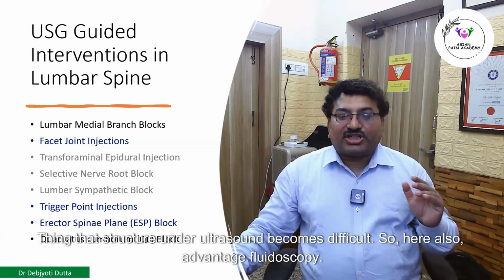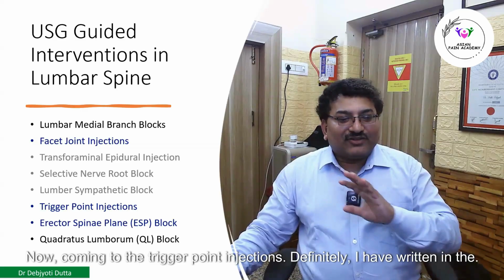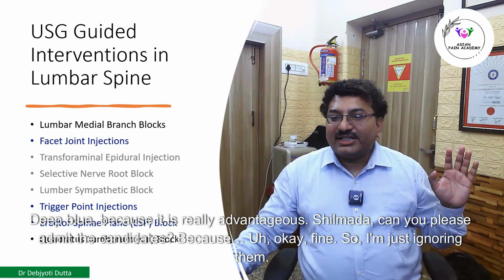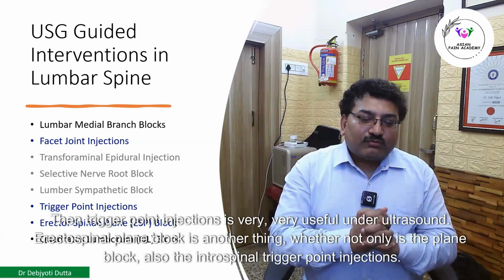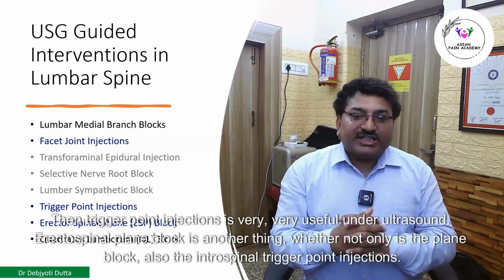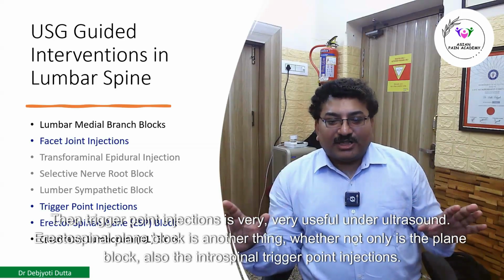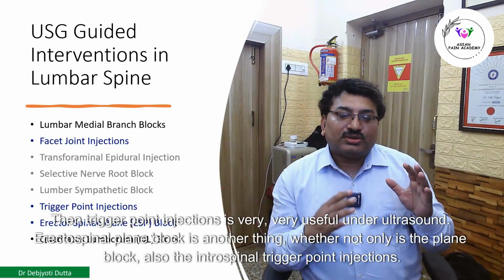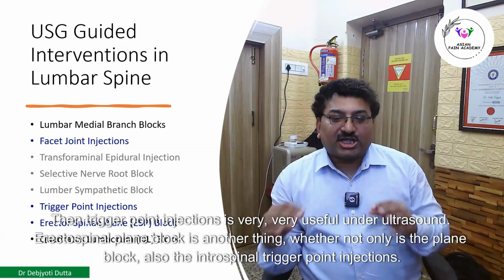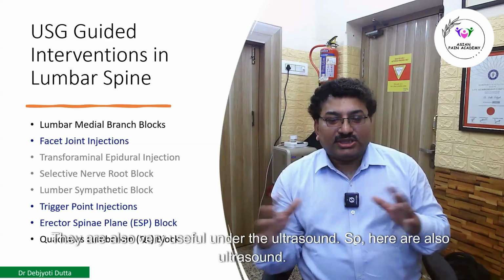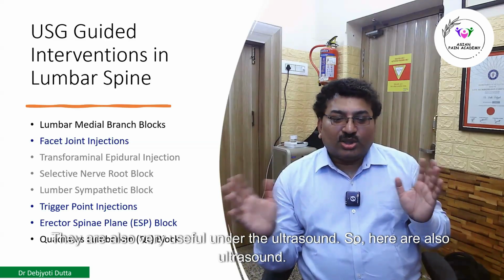Now coming to the trigger point injections, I have written them in deep blue because ultrasound is really advantageous here. Trigger point injections are very, very useful under ultrasound. The erector spinae plane block is another one, and not only the plane block, also the erector spinae trigger point injections are very useful under ultrasound. So here also ultrasound wins over fluoroscopy.